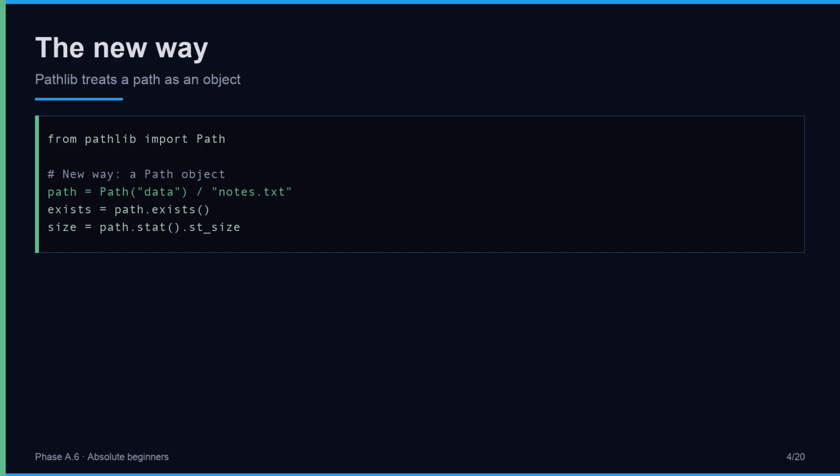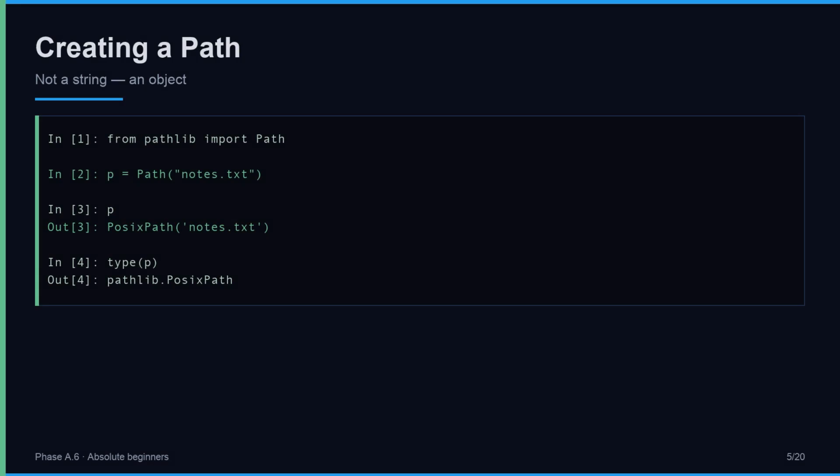The new way shines. Creating a path is simple. Import Path from pathlib, then call Path with a string. What you get back is not a string, it is a POSIX path on Mac and Linux, or a Windows path on Windows. The difference is hidden from you. You write the same code on every operating system and pathlib handles the platform details. From this point on, you work with the path object, not the original string.